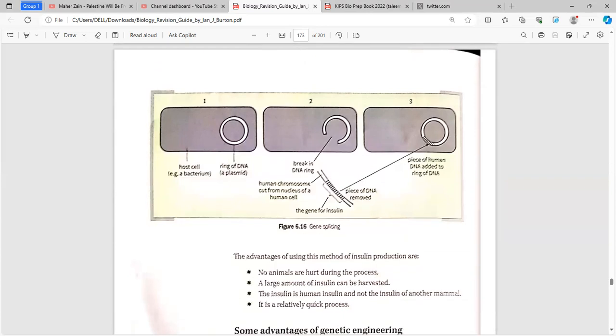Now, in this diagram, you can very well see how this process works. You can see that this was the whole bacterium and this was the ring of DNA. We broke this ring of DNA, and the human chromosome was cut from the nucleus of the human cell, and then after inserting it, it was resealed.